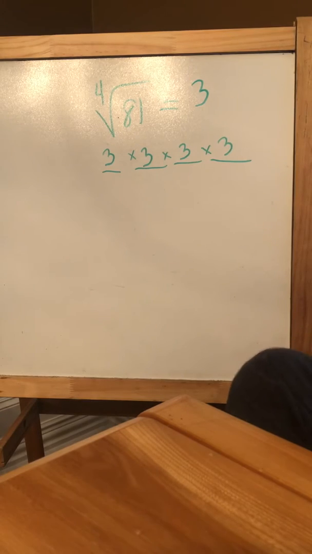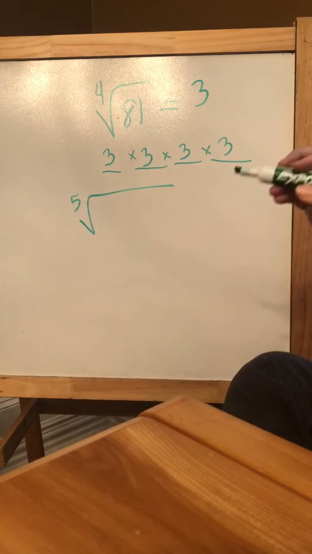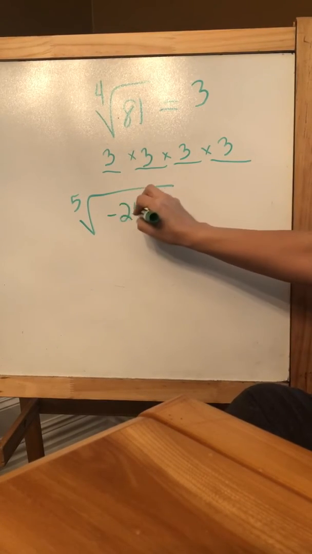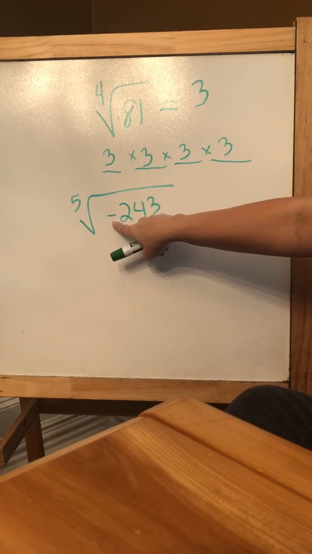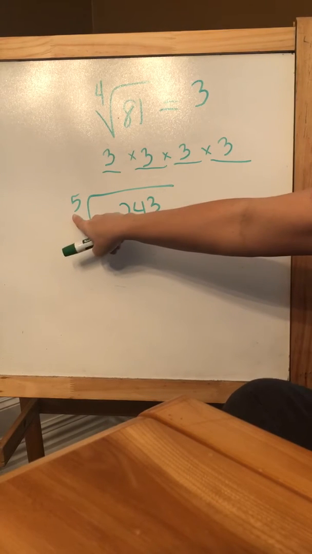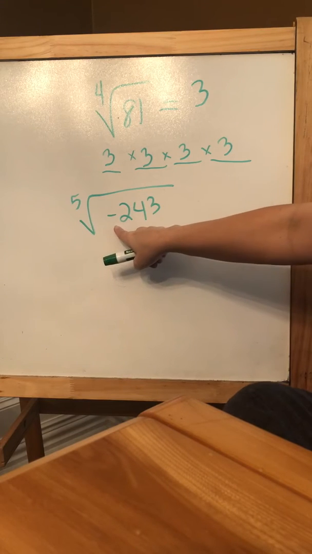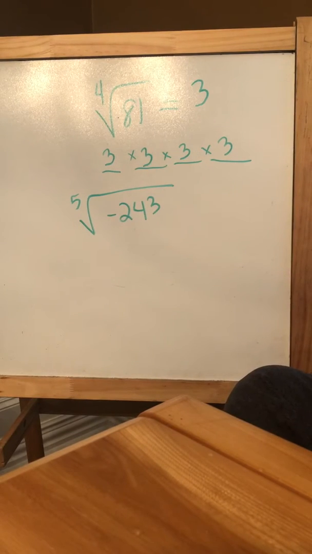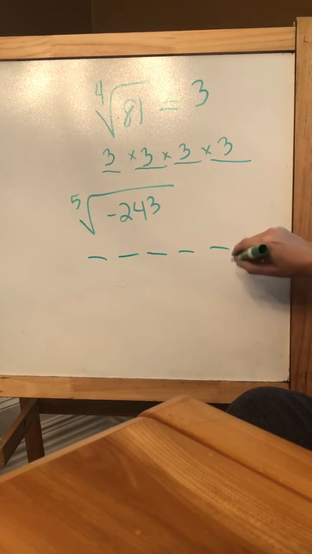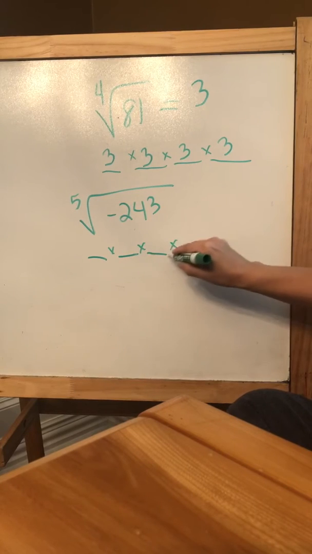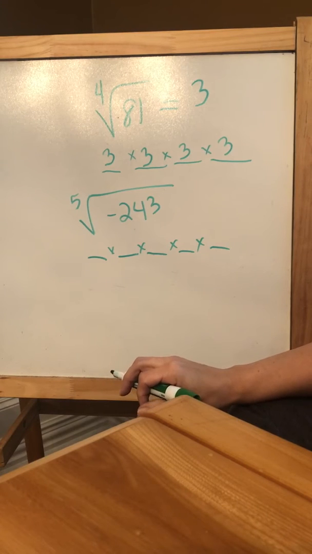Okay, let's try another one. The first thing that you need to do when you look at this one is, you notice we have a negative under here. Before you say it's not a real number, come over here. If your root is an odd number, then the negative is okay, and there will be a solution to it, okay? So let's see what we have here. We have to have something 1, 2, 3, 4, 5. Something times itself 5 times to get us negative 243, and we know it's going to be a negative number.